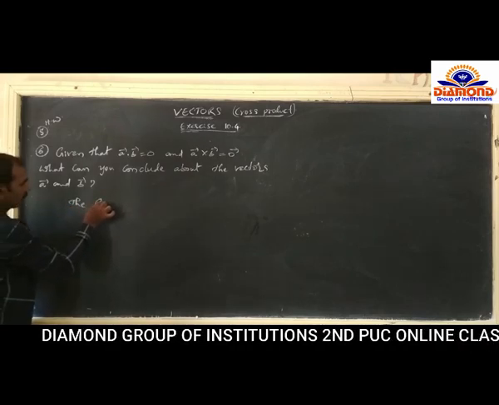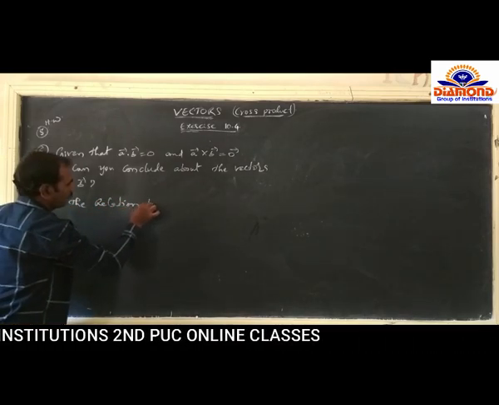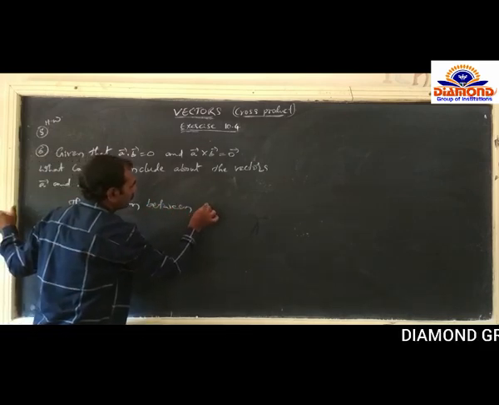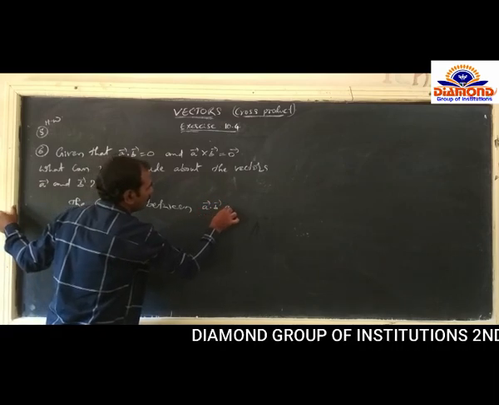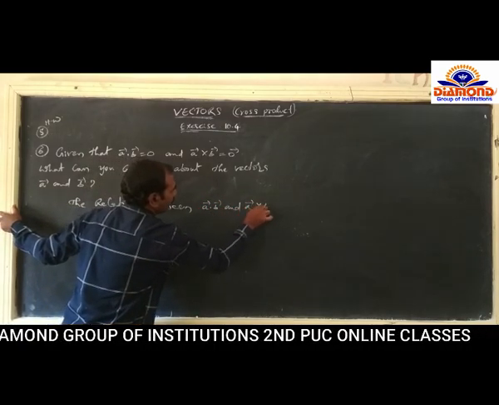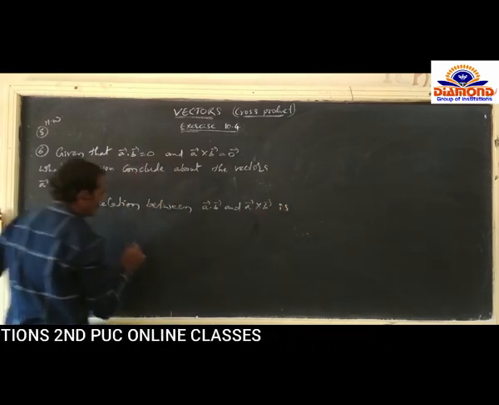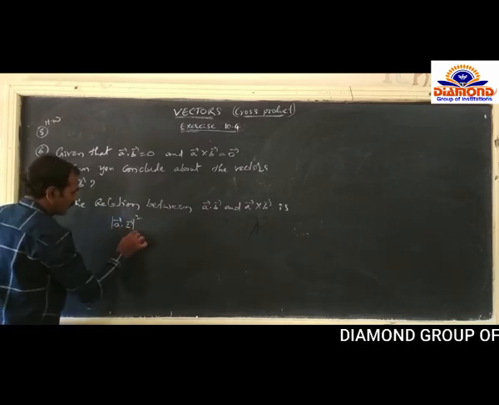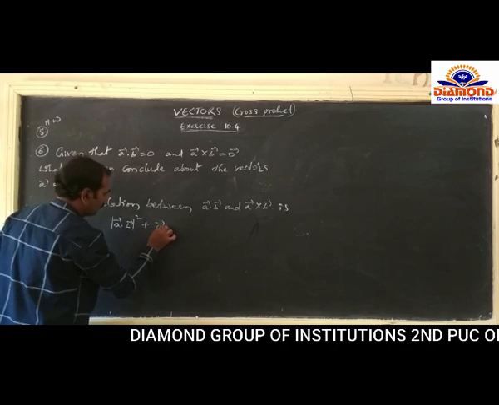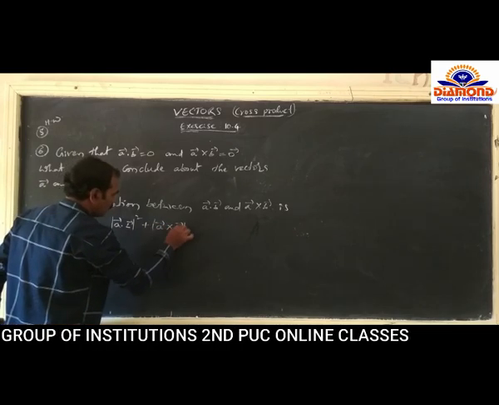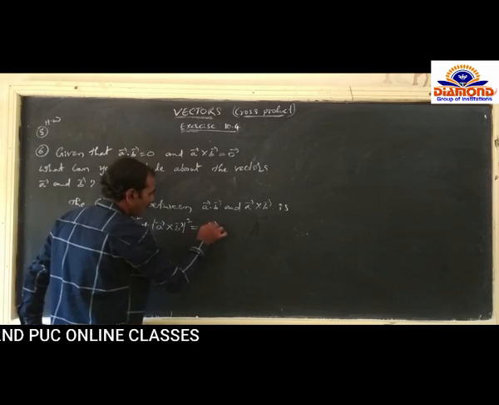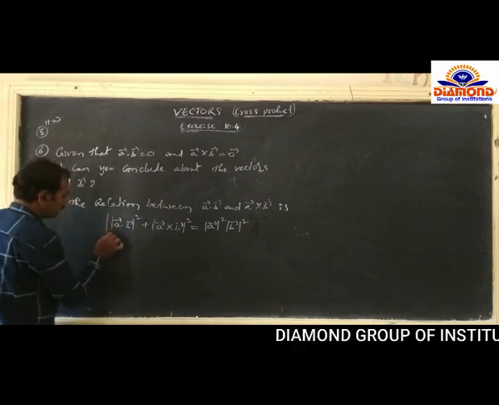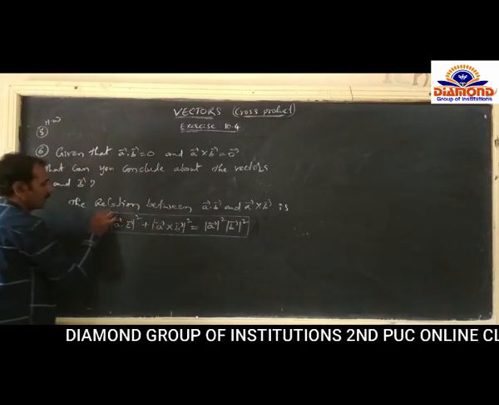The relation between dot product and cross product means: (A bar dot B bar) whole square plus (A bar cross B bar) whole square equals magnitude of A whole square into magnitude of B whole square. This is the relation between dot product and cross product.